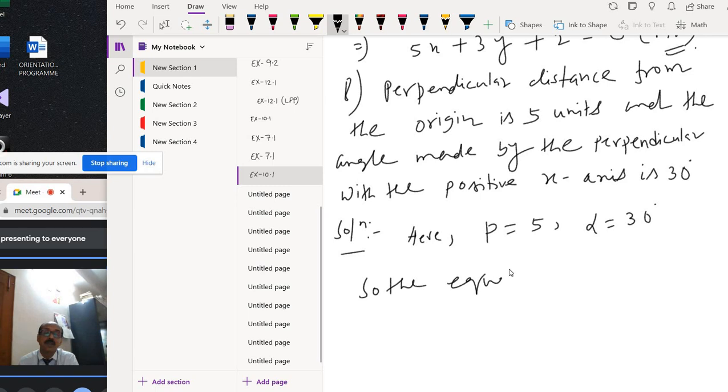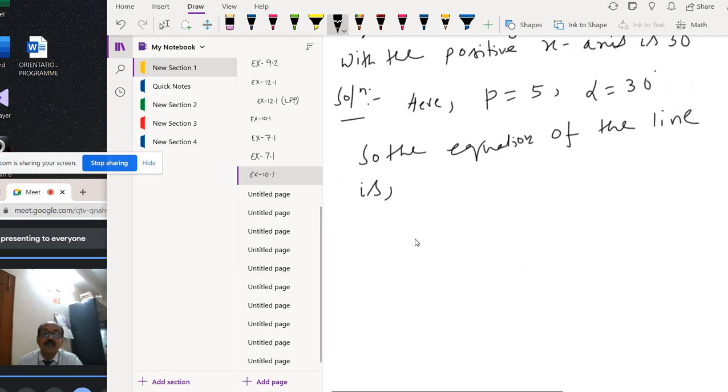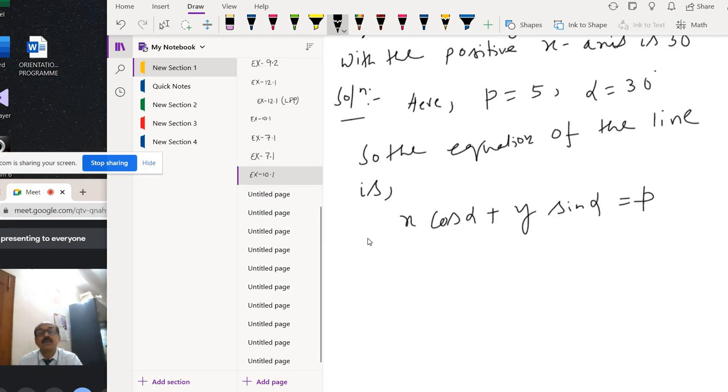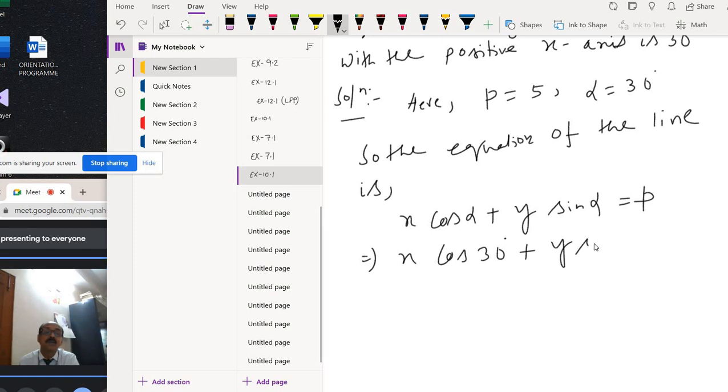the equation of the line in normal form. What is the normal form? x cos alpha plus y sin alpha is equal to p. So x cos 30 degrees plus y sin 30 equals 5.